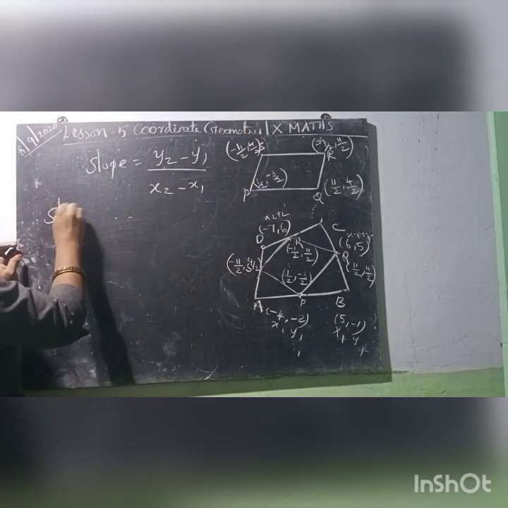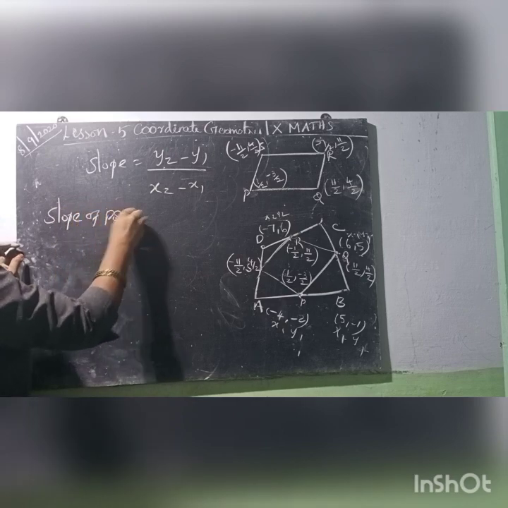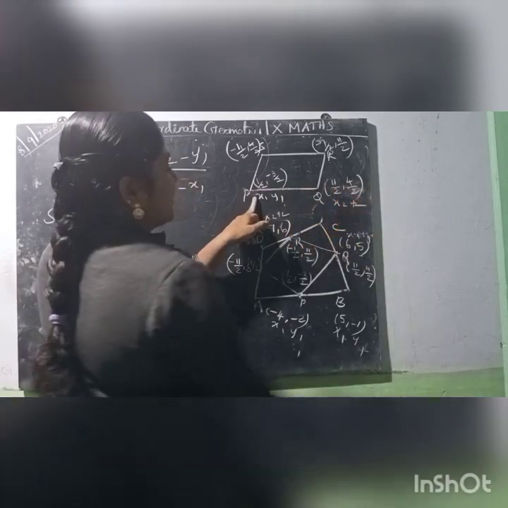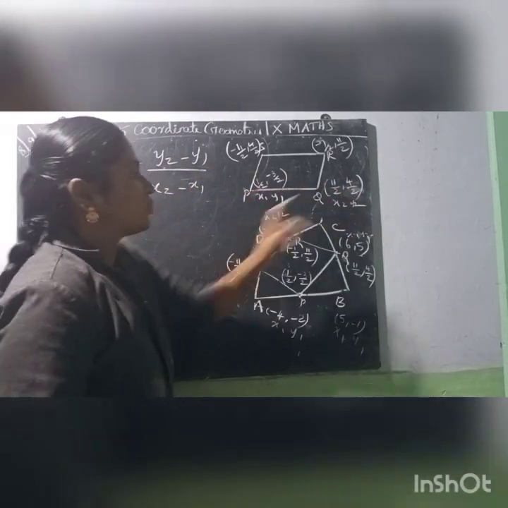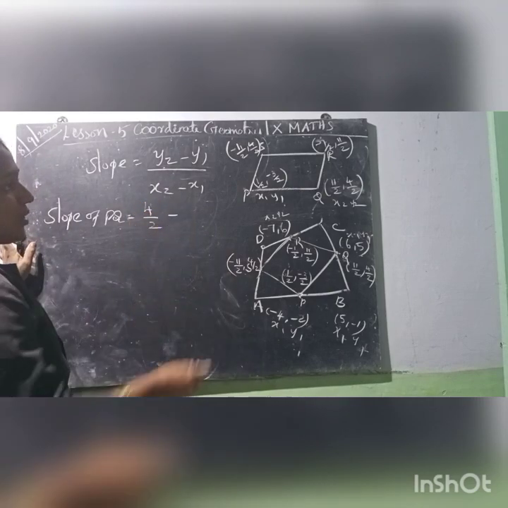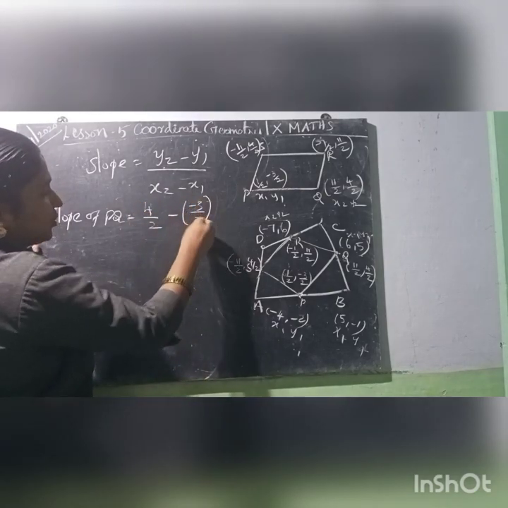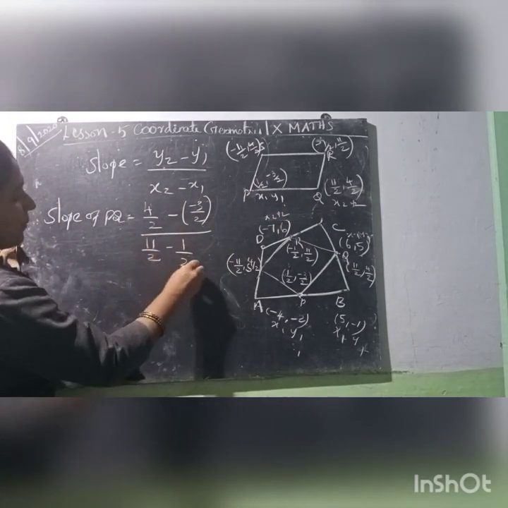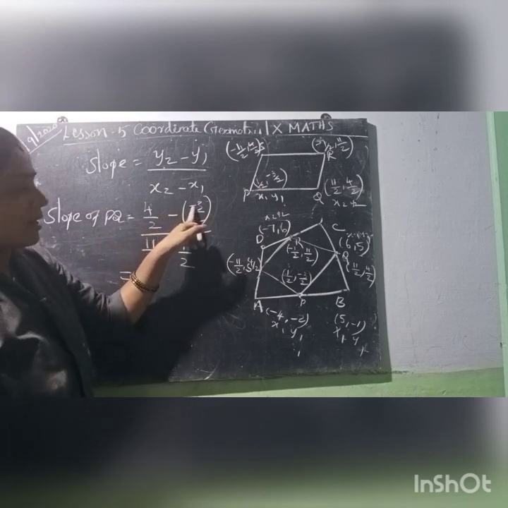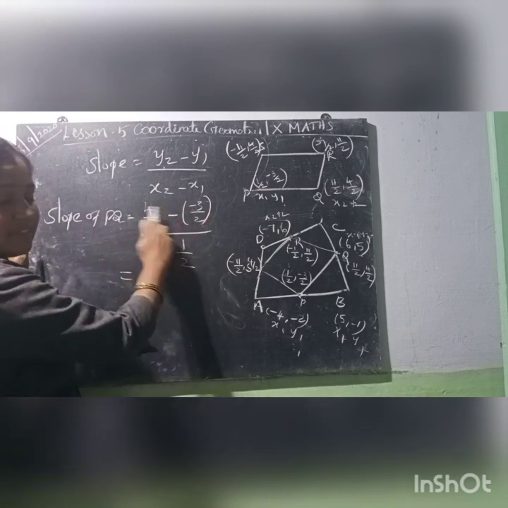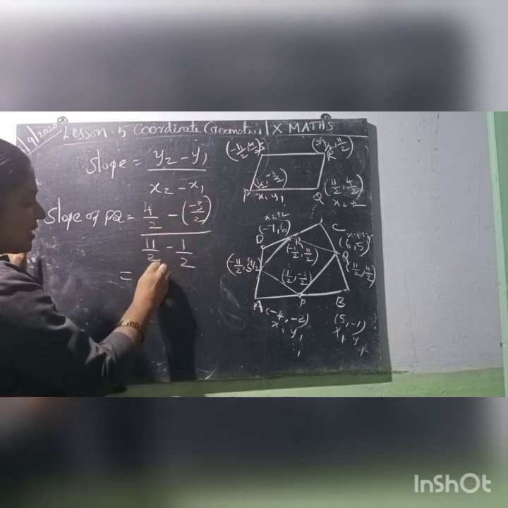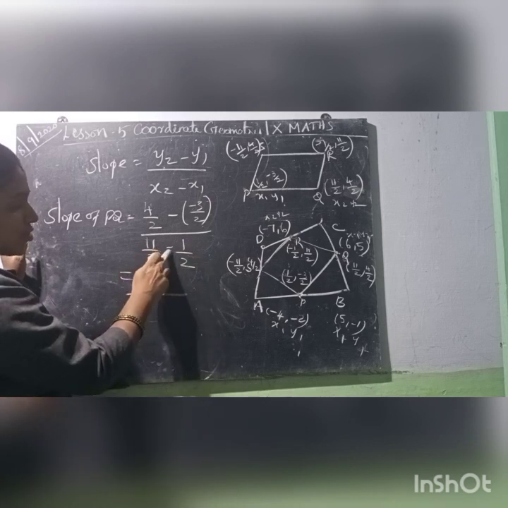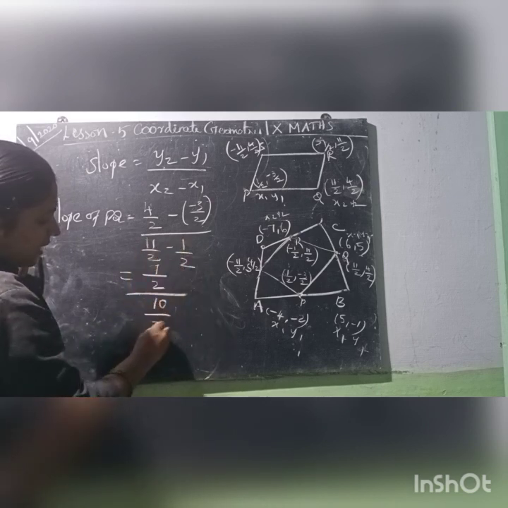Now slope of PQ. Now this is x1 y1 and this is x2 y2. So y2 minus y1: y2 value is 4 by 2 minus y1 value, minus 3 by 2, divided by x2 minus x1, so 11 by 2 minus 1 by 2. Minus of minus is plus, so denominators are same, we can add the numerators. 4 plus 3 is 7 by 2. For the denominator we subtract the numerators, so 11 minus 1 is 10 by 2.